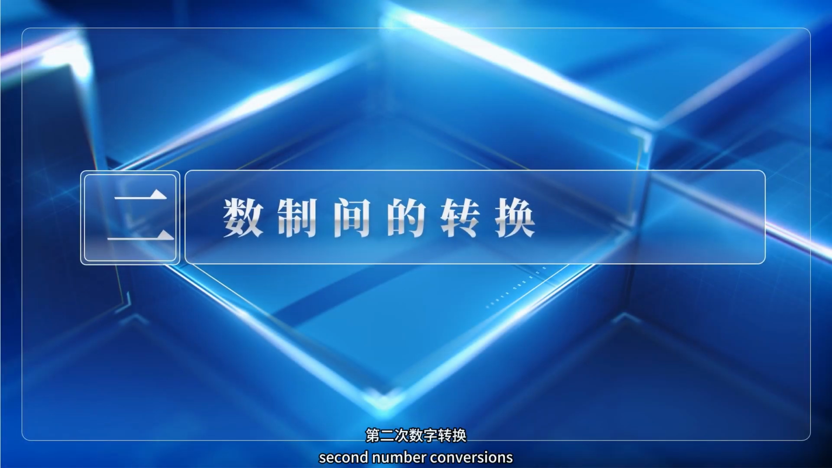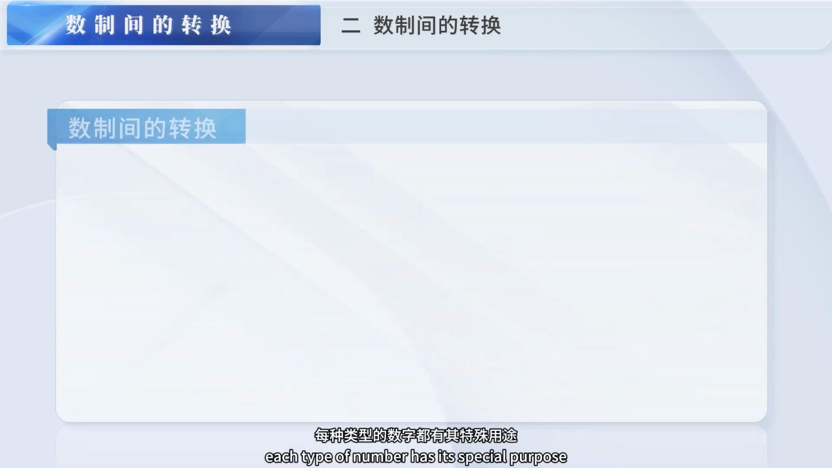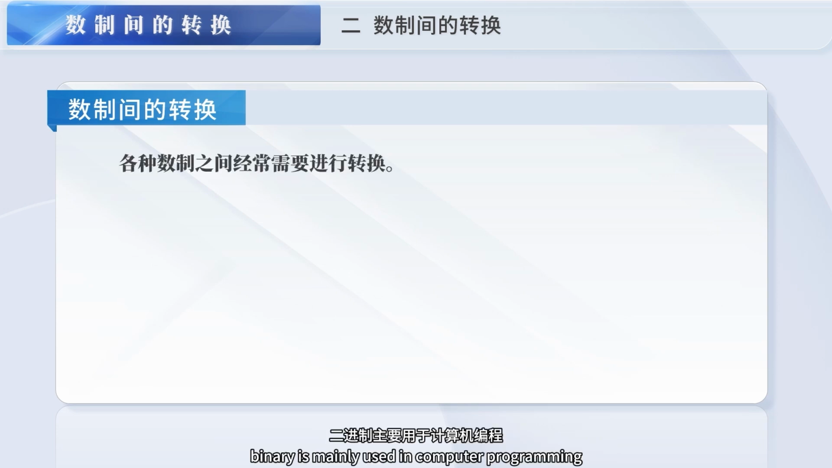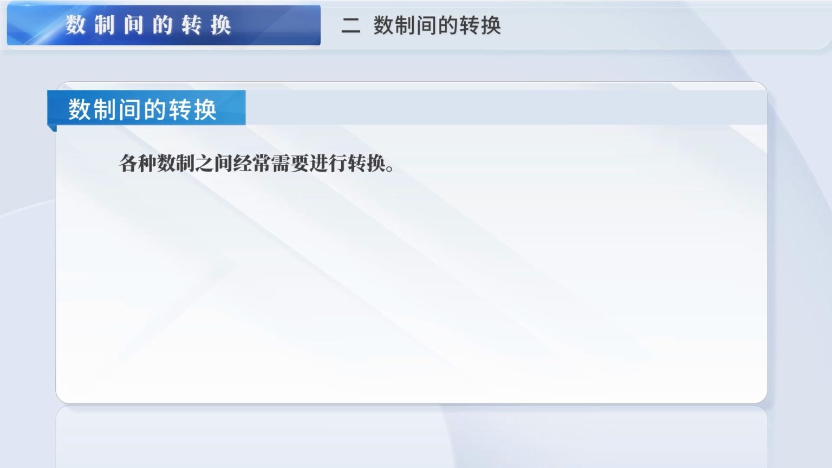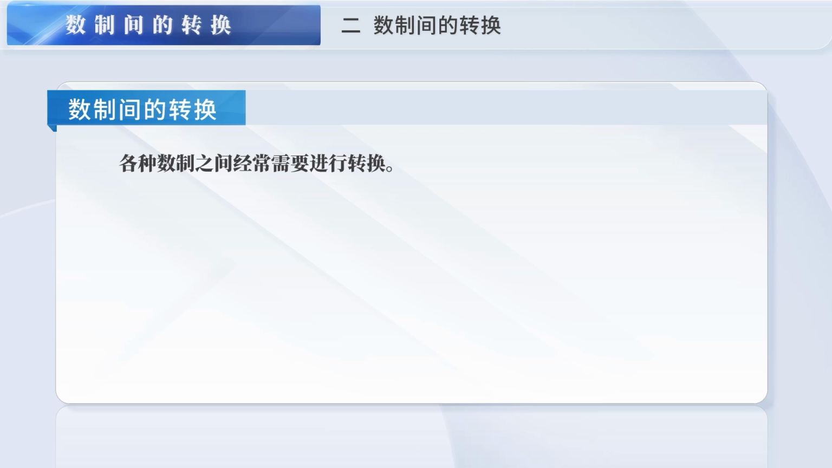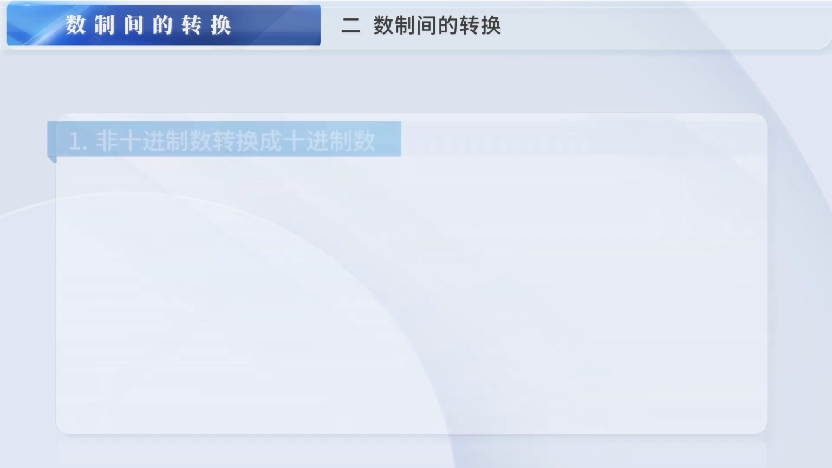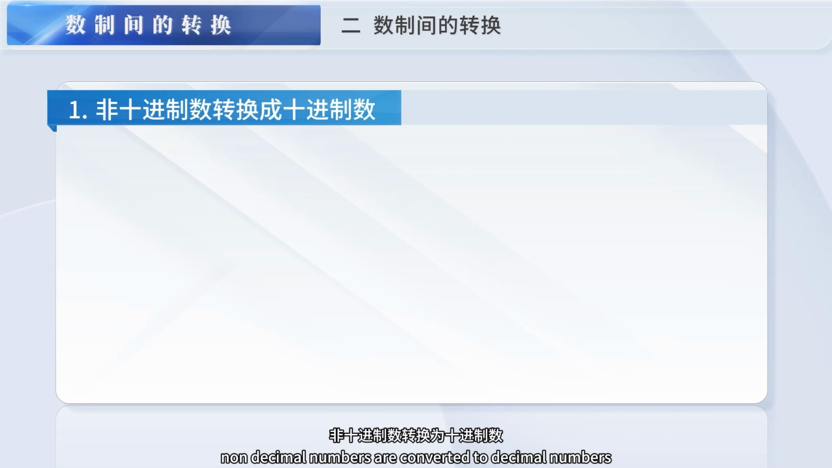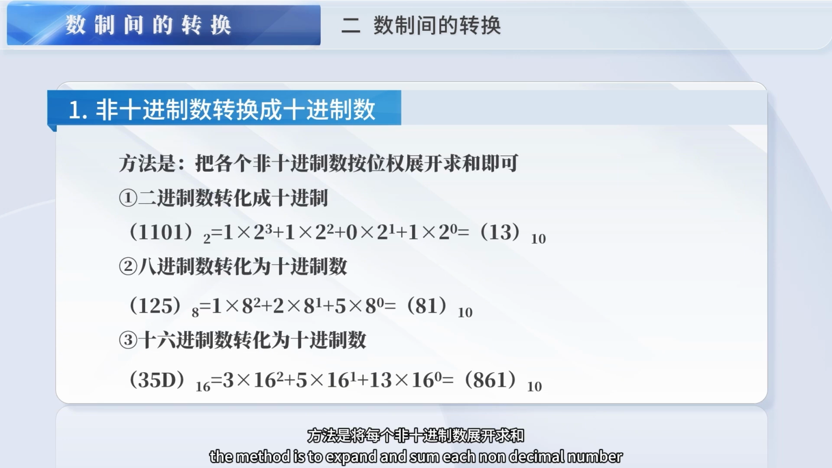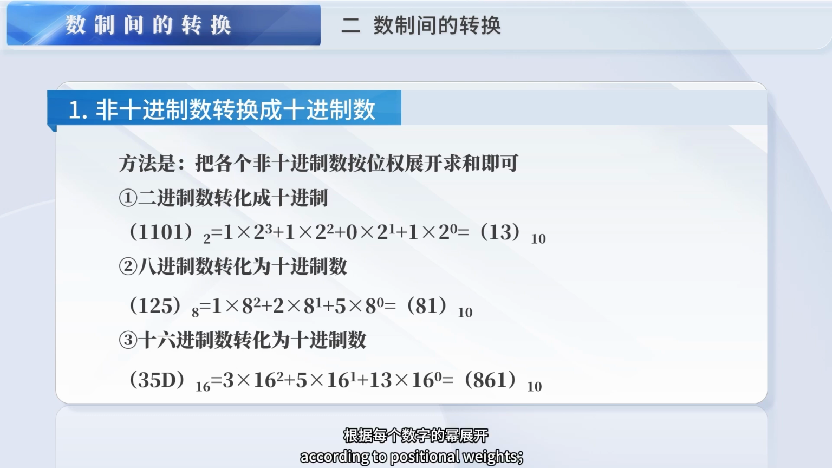Second, number conversions. Each type of number has its special purpose. For example, binary is mainly used in computer programming. For the convenience of writing and reading, various numbers often need to be converted. First, non-decimal numbers are converted to decimal numbers. The method is to expand and sum each non-decimal number according to positional weights.